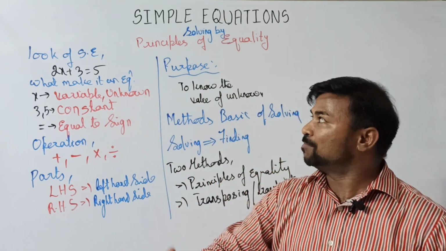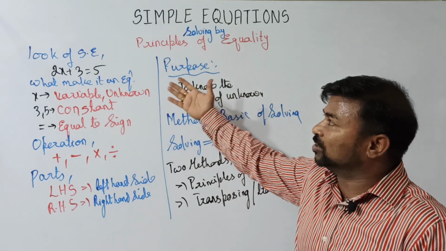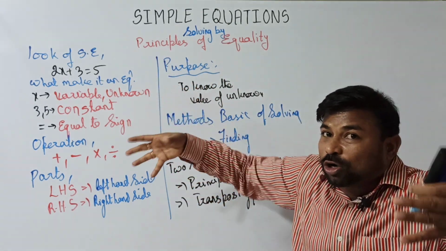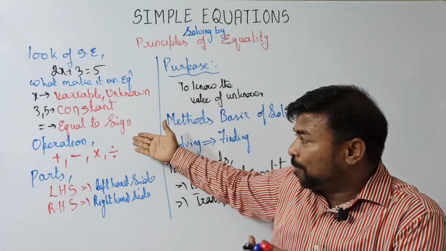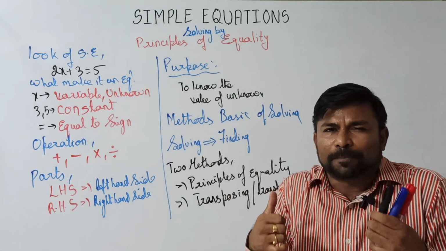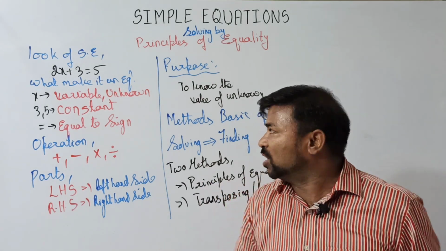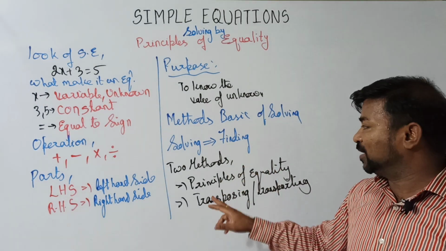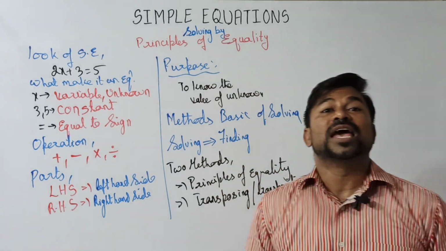I'm coming back. A simple equation looks like this. These are what it consists of. These are the operations, how many parts we are having, and here what is the purpose? Next one, how many methods do we have? There are two important methods: principle of equality and transporting.